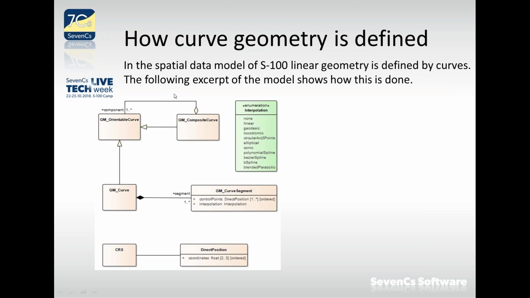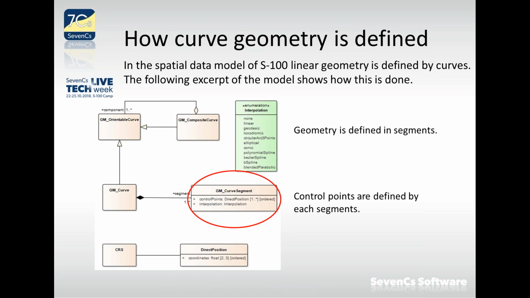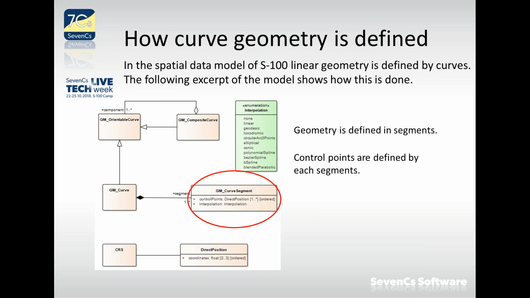The composite curve class consists of other curves, so we can make hierarchies of curves. The curve class here itself contains, as a composition, curve segments. And this is the part where the geometry is defined, where the coordinates are. You see two members in that class, the control points, which are coordinates, and we have an interpolation method. So the control points, each segment of the curve defines its own set of control points. So we can have more than one segment for a curve.